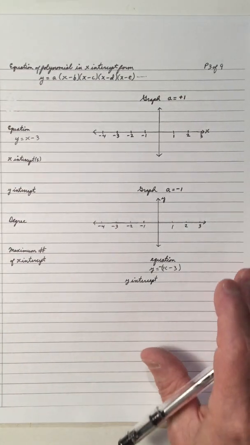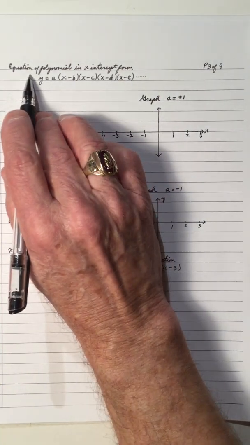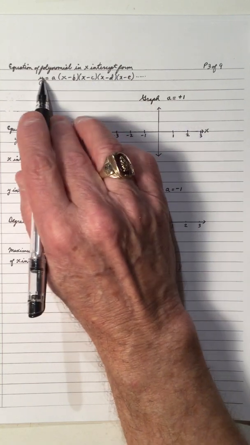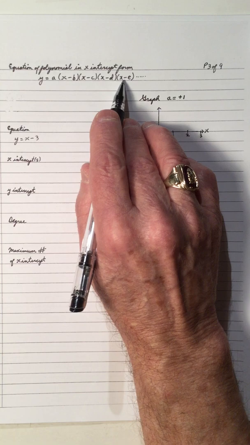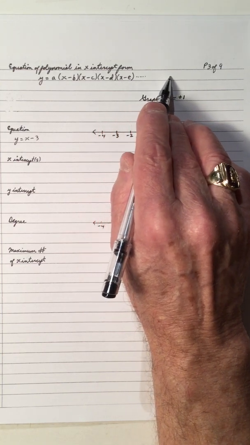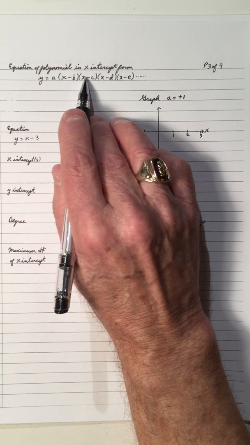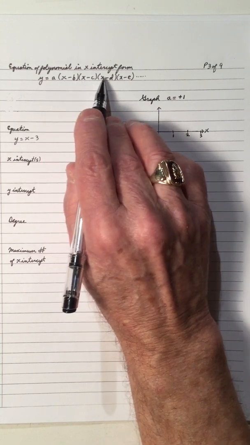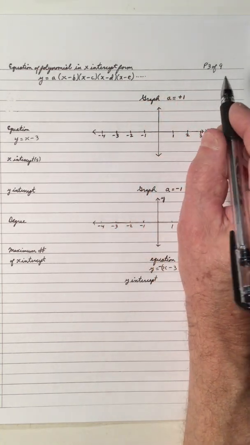Now, let's go through it again, just to make sure. The equation of a polynomial in the x-intercept form is this: y equals a, x minus b, x minus c, x minus d, x minus e, etc. You keep on going in degrees. So you have 1, 2, 3, this is 4 intercepts. If you keep going, you get 5, 6 intercepts.